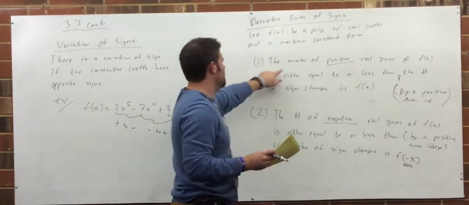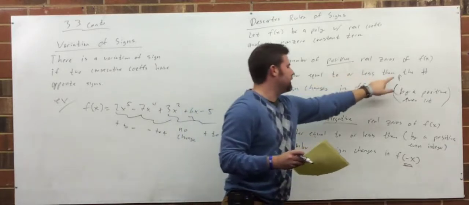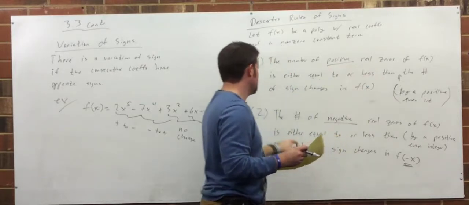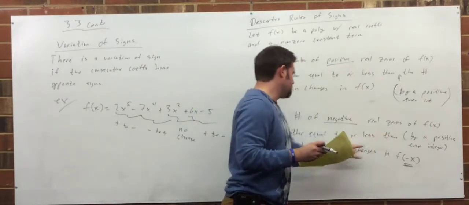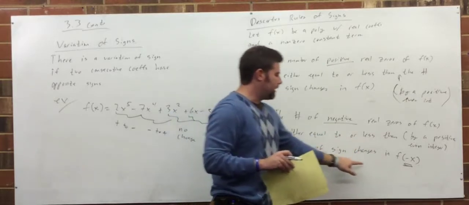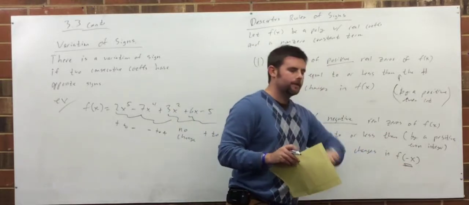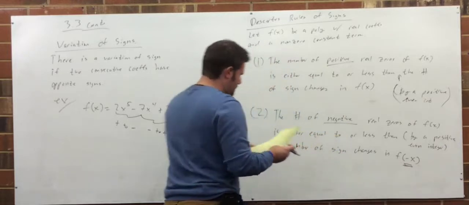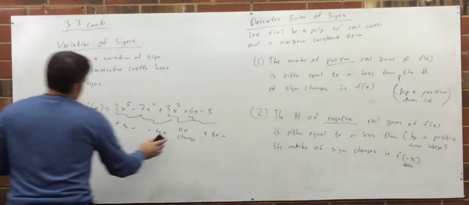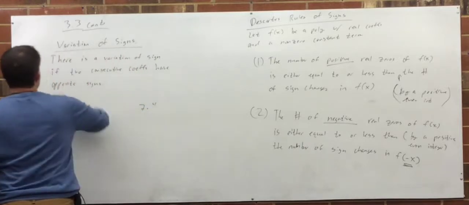So here, for positive real zeros, it's either equal to or less than the number of sign changes in f of x. For negative real zeros, it's either equal to or less than the number of sign changes in f of negative x. So let's look at a practical application as far as some examples are concerned, and you'll see that what we're actually doing is really quite simple.